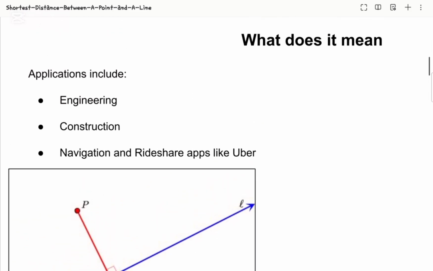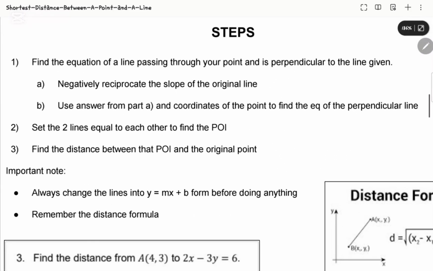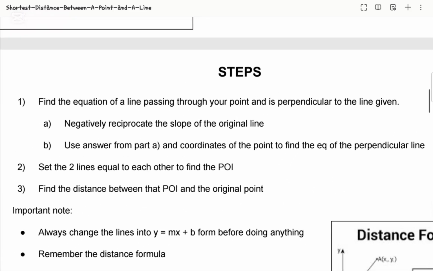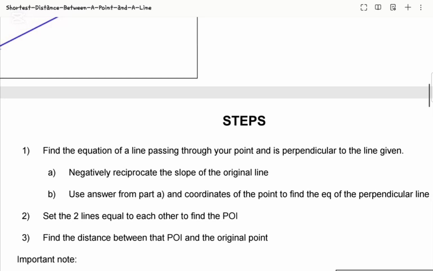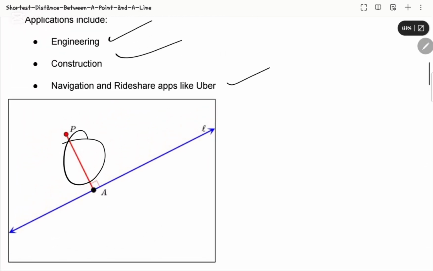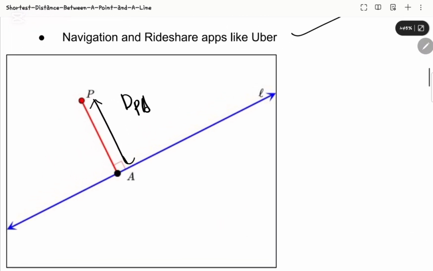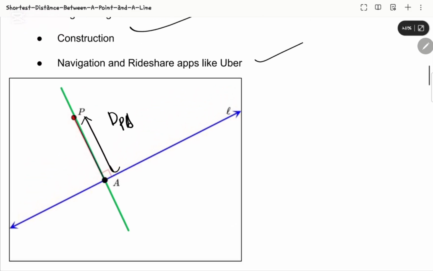Okay, and applications include engineering, construction, and Uber, or Lyft. The first step to finding this is you have to get an equation of the line that's perpendicular to this line. So for example, if you're finding the distance between P and A, you first have to actually get the red line first, right?